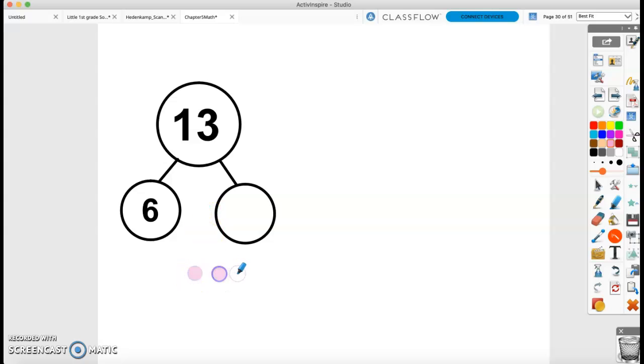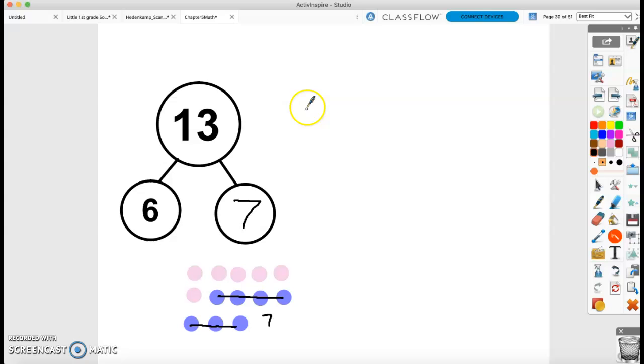So 1, 2, 3, 4, 5, 6. And now I'm going to keep going with a different color so I can see it. 7, 8, 9, 10, 11, 12, 13. So when I look at it, I see that I have 3 and I have 4. So 3 and 4 is 7 altogether. So 7 is what goes in my number bond. So now we have to come up with some number sentences.